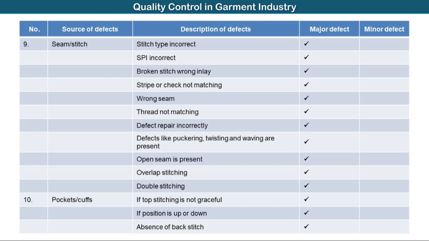Defect repaired incorrectly is also a major defect. Defects like puckering, twisting, waving, etc. are major defects. Open seam present is a major defect. Overlap stitching, if it occurs in zone B, is minor. If the overlap of stitching is in zone A, that's called major. Double stitching also comes under stitching and seaming.